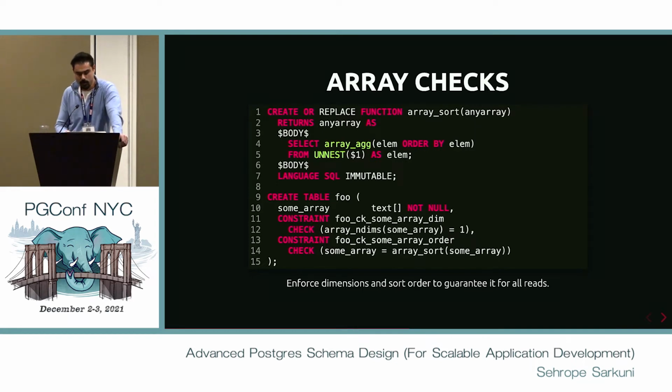You could extend this further if you wanted to, to prevent duplicates, for example. You could have another function like array unique, which does a select of array_agg of distinct, and returns the distinct elements of the array as an array. You could put another check saying that the array has to equal the same array unique, and that would ensure that our array is single-dimensional, in order, and unique, which is probably a good thing for inserting data because you deal with it once on the way in, and then everyone else can just rely on it afterwards.